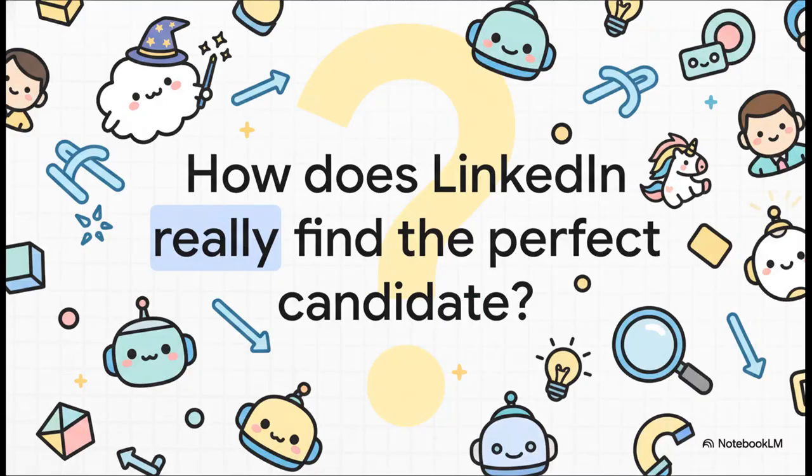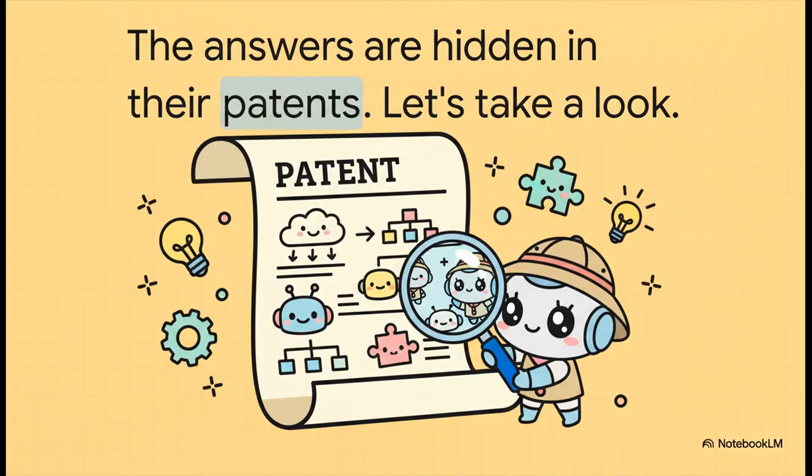Look, it's the question everybody asks, right? Whether you're a recruiter desperately searching for that one perfect hire, or you're a job seeker just trying to get noticed. I mean, how on earth does a platform with almost a billion users find that one right person in a sea of, well, digital noise? It feels like some kind of magic, but it's not. It's just really, really smart code. So let's get into it.